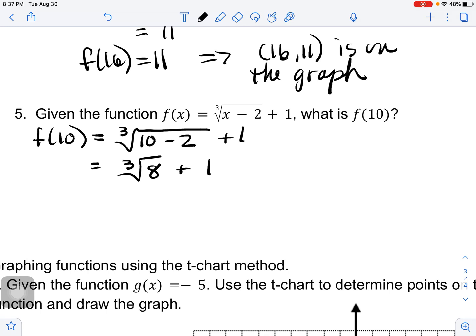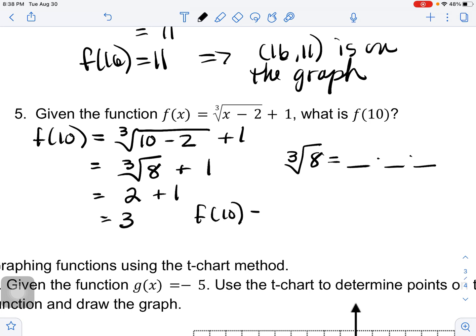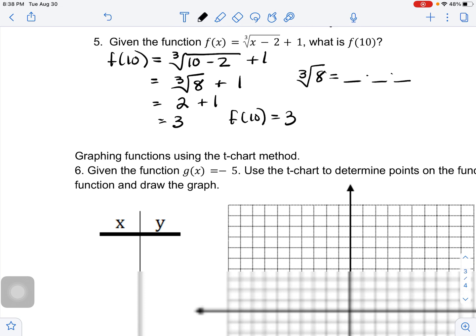Or cube root means what number times itself 3 times is 8. So the cube root of 8 means what number times itself 3 times gives me 8? And that's 2. So the cube root of 8 is 2 plus 1 is 3. So f of 10 equals 3. But I encourage you to search for it on the graphing calculator because it will go faster.